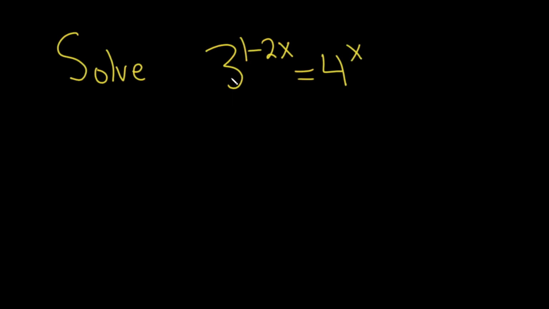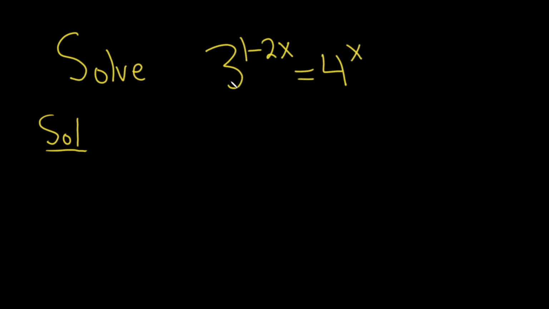Solve 3 to the 1 minus 2x equals 4 to the x. Solution. So we have an exponential equation, and a lot of times when we have these types of equations, we'll try to write both sides using the same base. However, this time we have a 3 and a 4, so that doesn't appear to be a very easy option. So we have a couple choices, but all of them really involve taking the log of both sides.